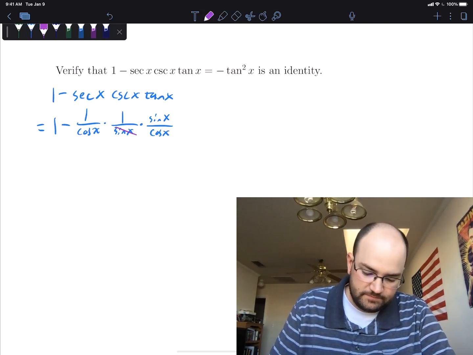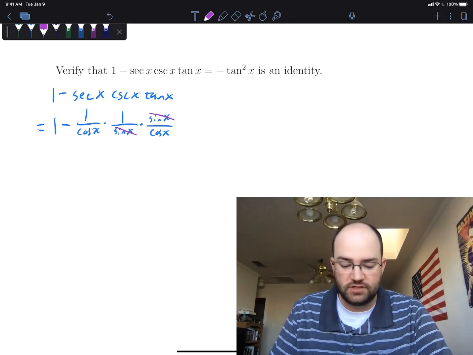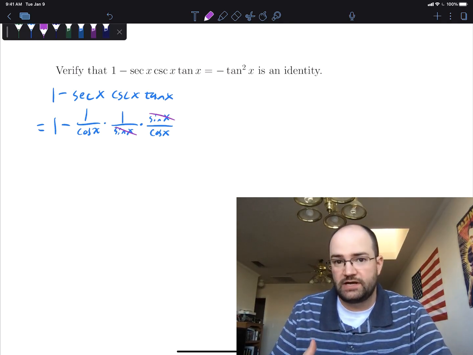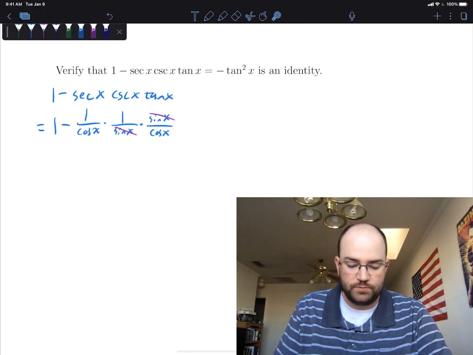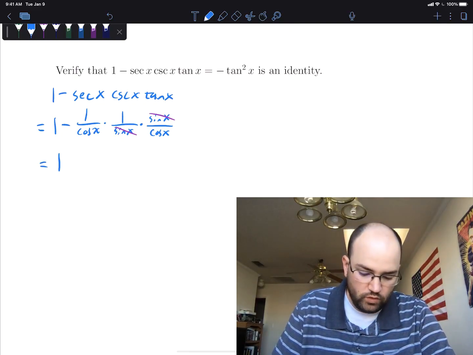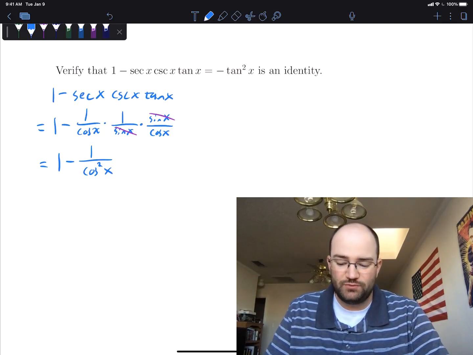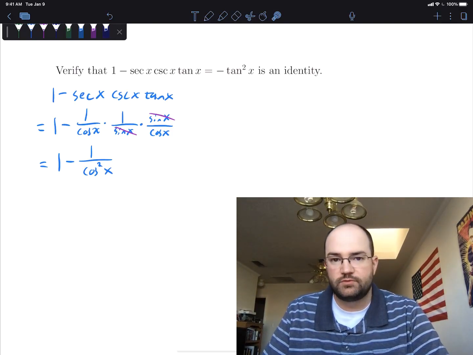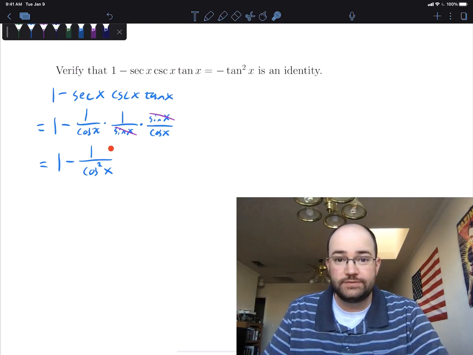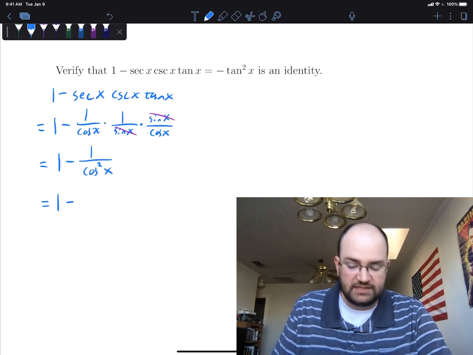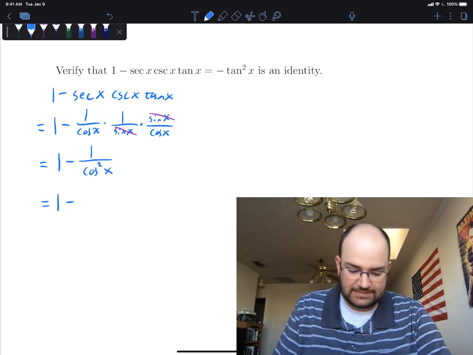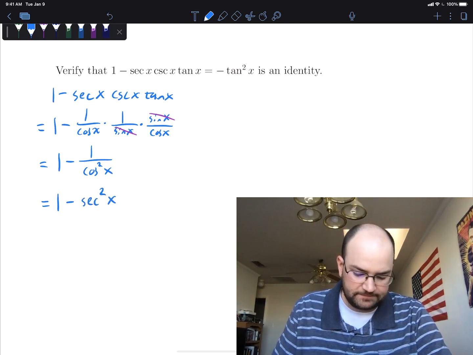Now notice the sine of x's will cancel each other because one's the numerator and one's the denominator. The cosines do not cancel because they're both in the denominator, and we're multiplying. So this is going to give me 1 minus 1 over cosine squared of x. But we don't generally like to keep stuff in reciprocal form like that, so we're going to move that to the numerator using its reciprocal. So it's going to give us 1 minus, and then the reciprocal of cosine is secant, so secant squared of x.